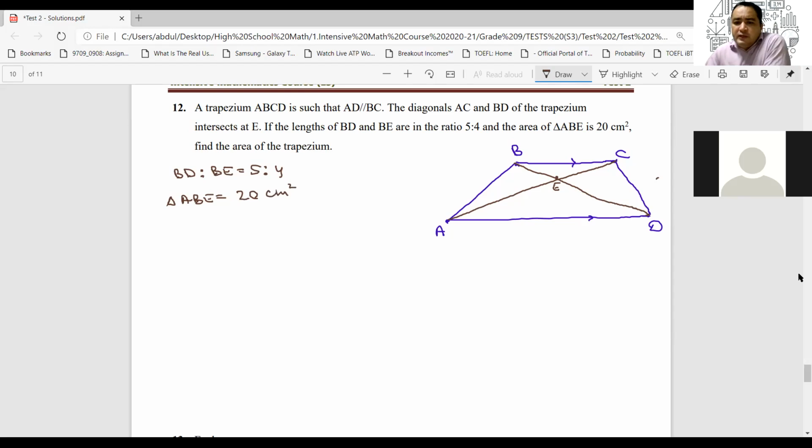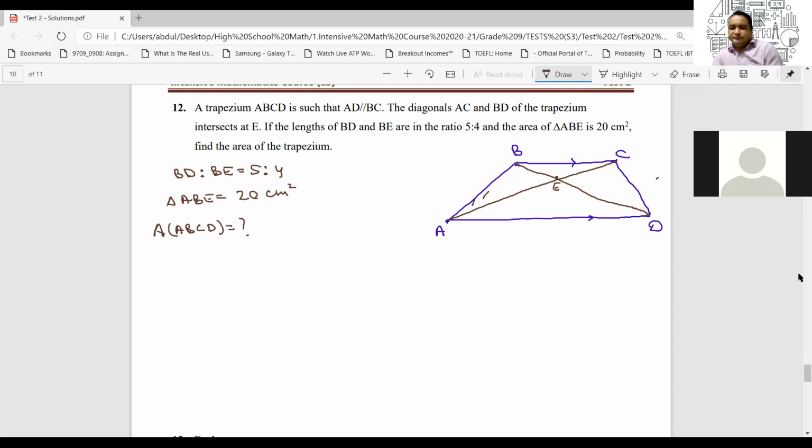So what is ABE? We're talking about this triangle, right? Anyway, so what is the question here? Find the area of the trapezium. All right, we are looking for the area of the trapezium ABCD.